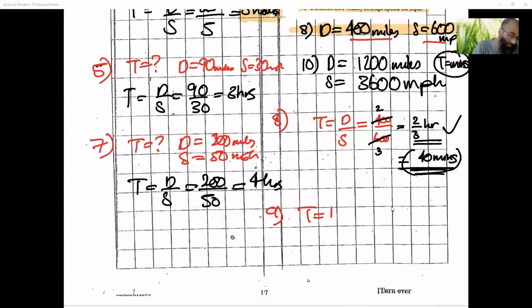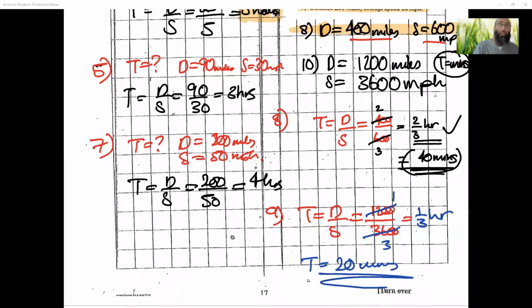Time equals distance divided by speed. The distance is 1200. The speed is 3600. And that will give us what? So then we divide everything by 1200 and we get 1/3 of an hour, which is the same as 20 minutes. Okay, excellent.